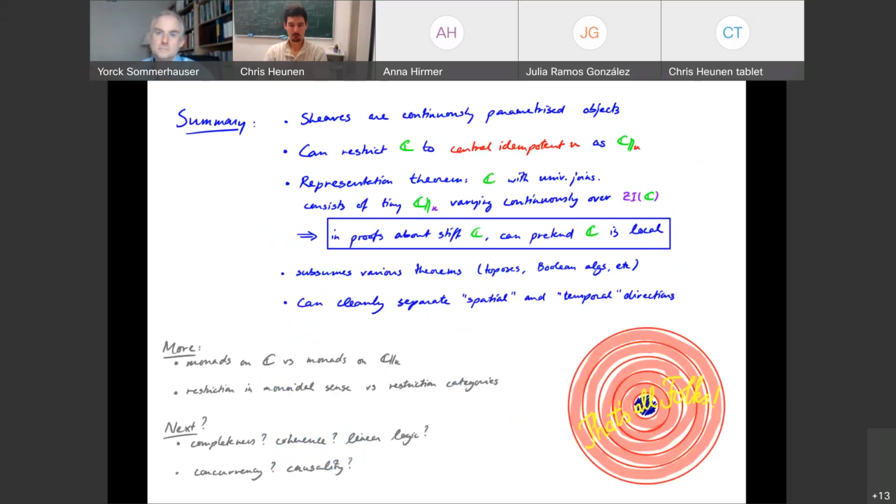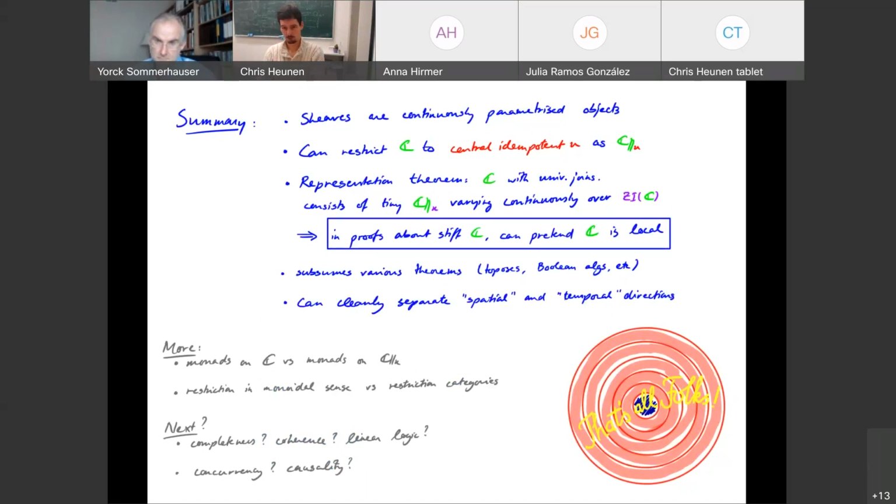All right, so now we've come to the end. Let me summarize what we've done today. So we saw that sheaves are continuously parametrized objects. We talked about how you can formalize this. Then we built a sheaf, first of all, by starting with a big category C, taking a single central idempotent and making a small category C restrict U.